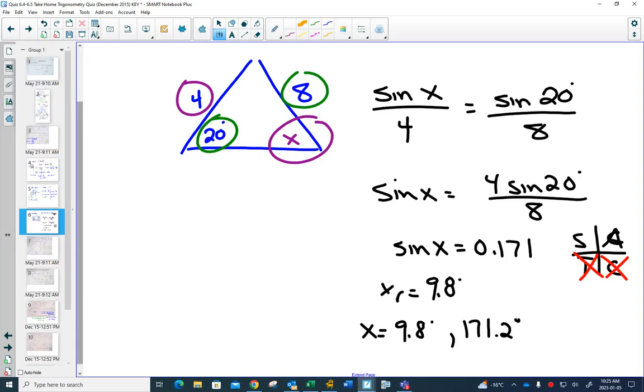So 170.2? 170.2, thank you. There, see, mental math is slowly going. Maybe it's over time. By the end of January, I'll be a complete mess.